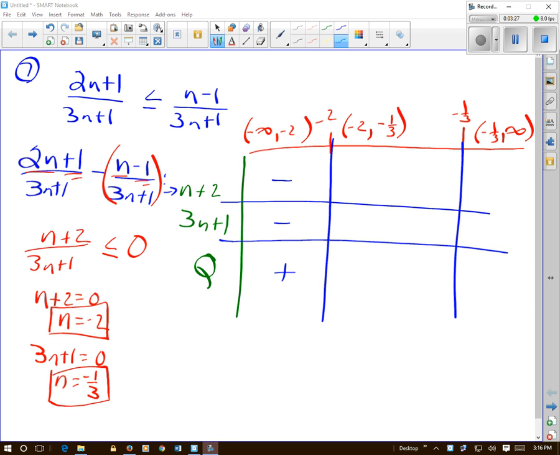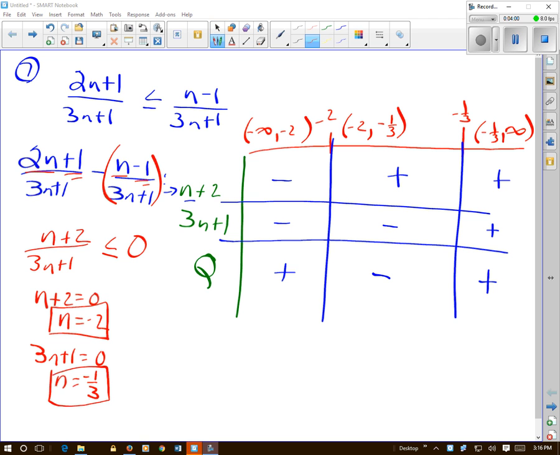Between negative 2 and negative 1/3, well, the nicest number probably I can get in there would be a negative 1. So if I put negative 1 into the n plus 2, I get 1, so that's positive. And into the 3n plus 1 is going to be negative, and so the quotient is negative. And greater than negative 1/3, I'm going to try 0, is positive and positive, so the whole thing is positive.